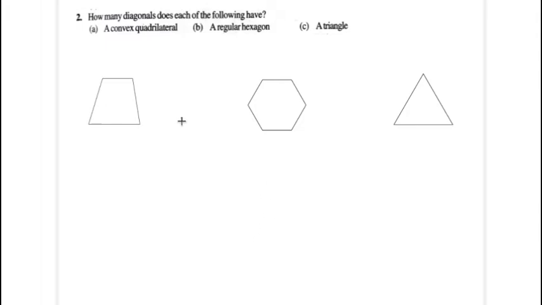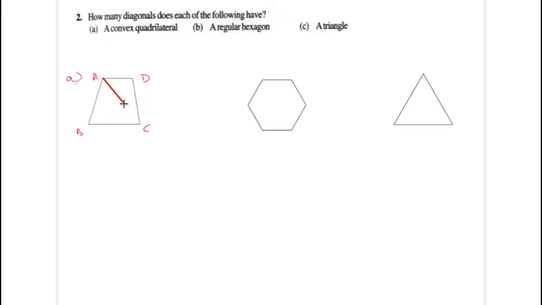Now come to number 2. How many diagonals does each of the following have? A, a convex quadrilateral. So first we have drawn a convex quadrilateral here. It is very easy to draw. We have named it A, B, C, D. Now how to draw the diagonals? We just have to join the non-consecutive vertices. So if we consider vertex A, what is the non-consecutive vertex? It is C. So we will just join them.